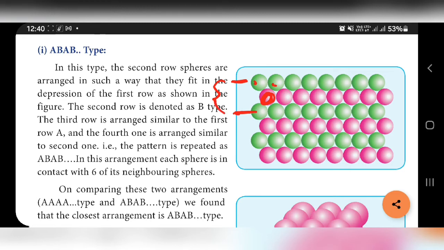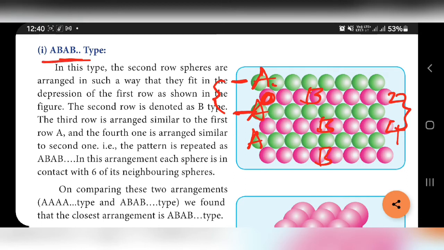The fourth row is arranged similar to the second row. So the pattern is repeated: this is A, this is B, this is A, this is B, this is A, and this is B. So it is named as AB type.